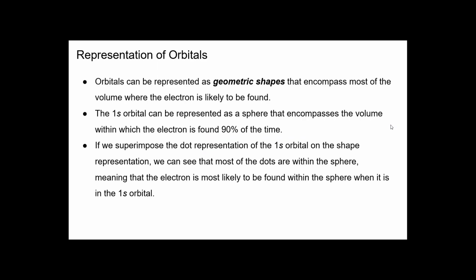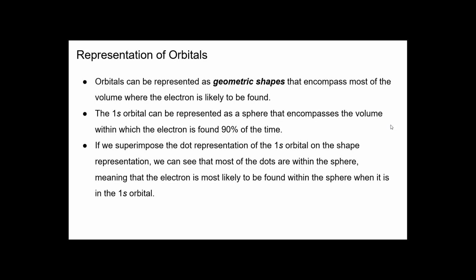Okay, so orbitals can be represented as geometric shapes that encompass most of the volume where an electron is likely found. Right now, we just showed you 1s, which is a sphere. But I'm going to show you the other ones, and they get more complicated. The 1s orbital is represented as a sphere and encompasses the volume within which the electron is found 90% of the time. So remember, we have the probability, the likely probability that's where the electron is, and not outward from that, a bunch of dots.